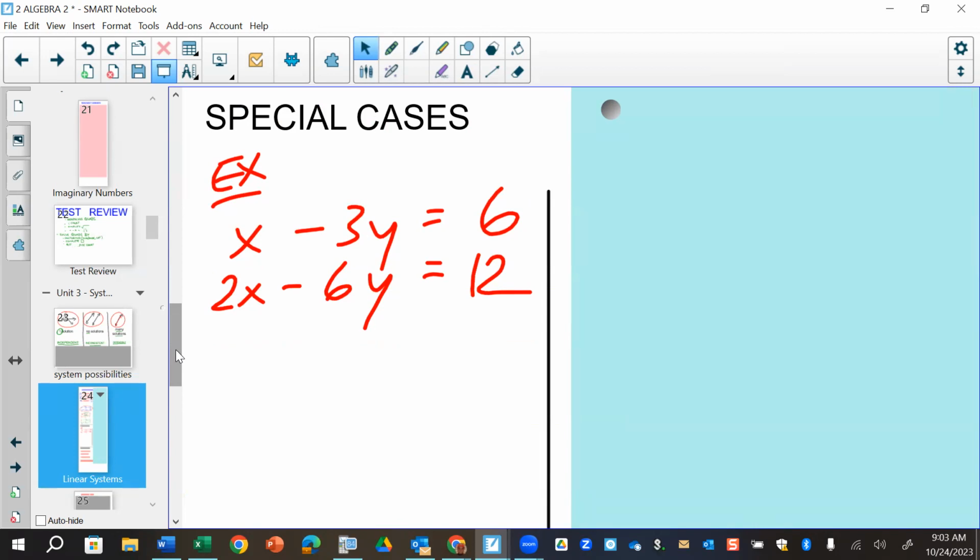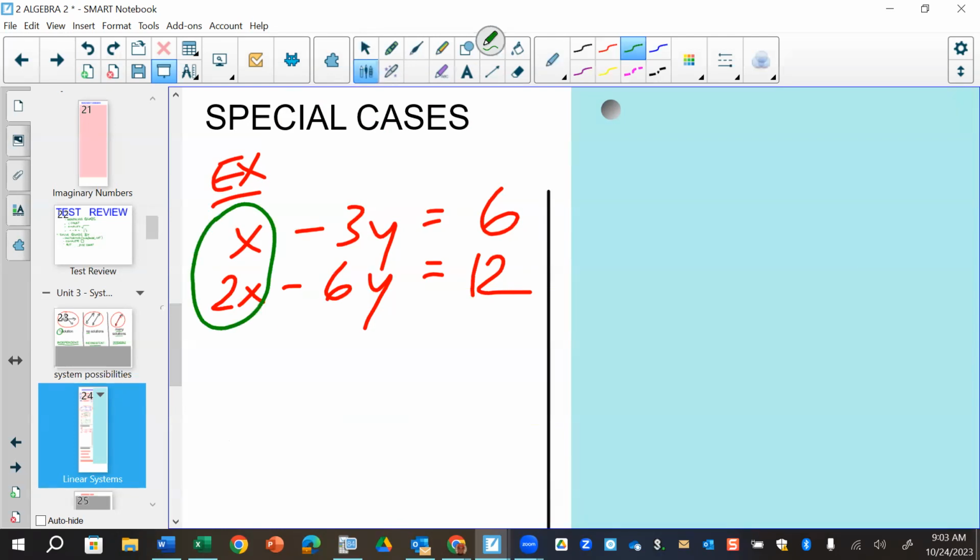And what method is it set up for already? Linear combo, or with calculator, you could go matrix, right? With me? Okay. Well, let's do combo. Which letter would you like to get rid of? X? Okay. So what do we multiply the top by, so that our x's are opposite?